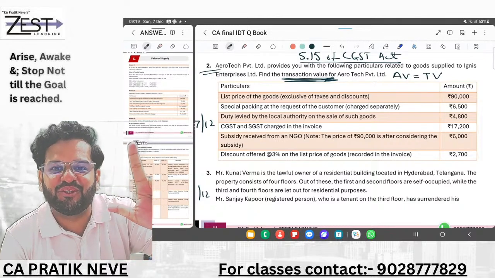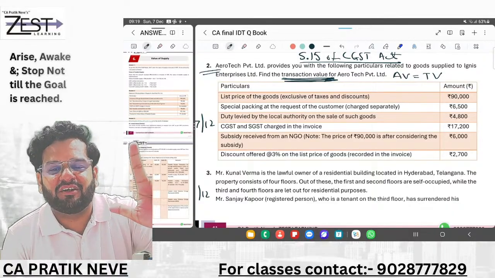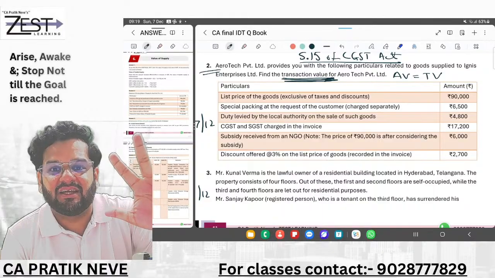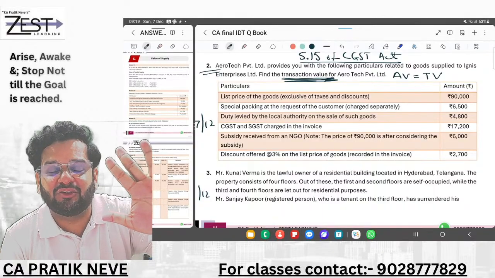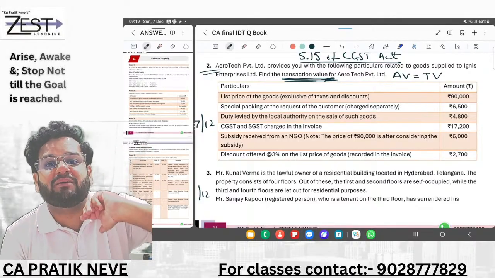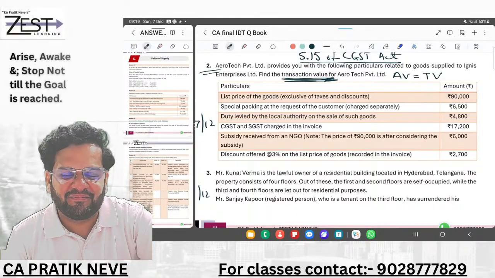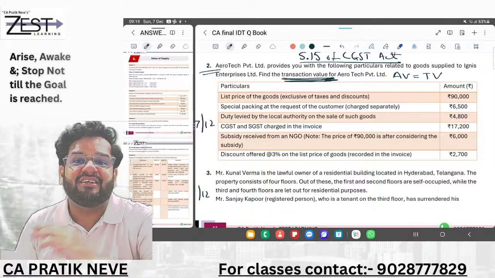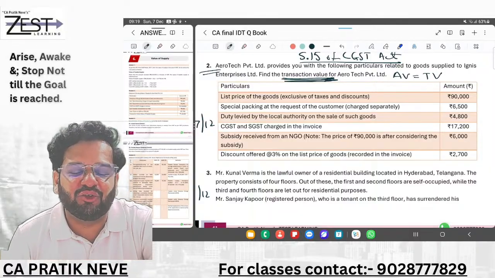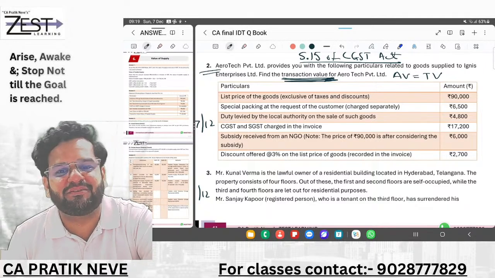Second, what should it include? Yes, any amount incurred by the recipient of supply on behalf of the supplier. Then expenses which are incidental to supply. Then interest, late fees, penalty which are paid by the recipient of supply to the supplier for delay in payment. And lastly, you have subsidies linked to the price of the goods, other than central government and state government subsidies.